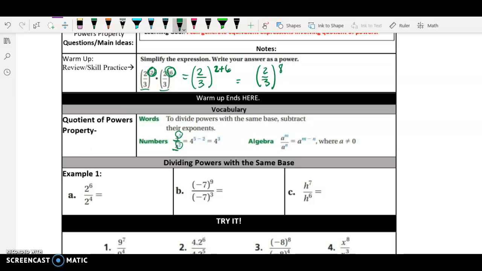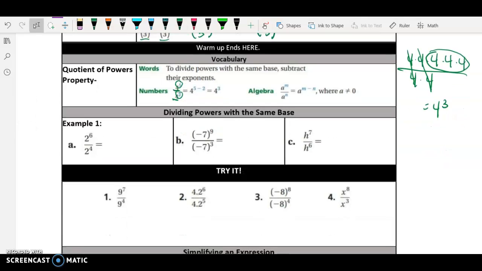The reason we can do this is because it's like having 4 times 4 times 4 times 4 times 4 all over 4 times 4. And we know that 4 divided by 4 is 1. So these cancel out to be a 1, and these cancel out to be a 1. And so now we're left with 4 times itself 3 times, which is 4 to the 3rd power.